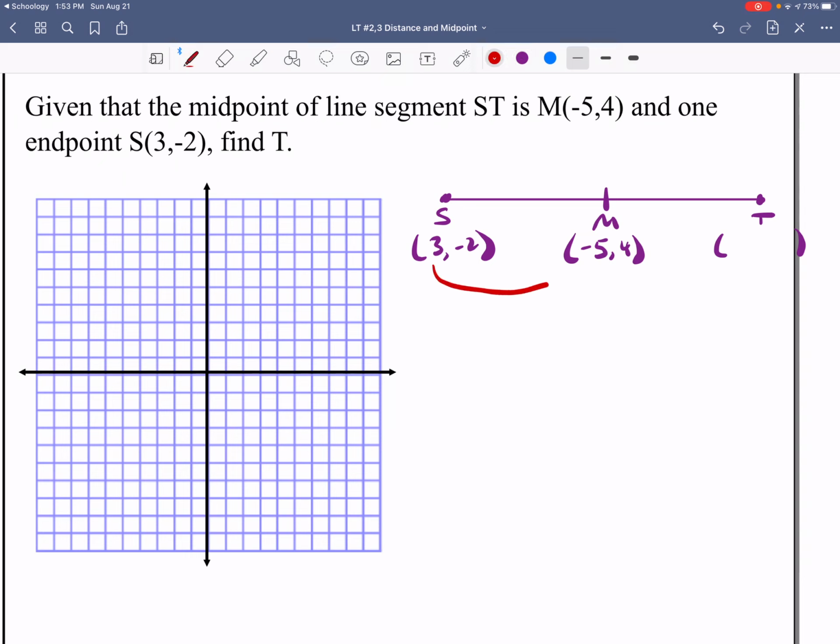So what are we doing to 3 to get to negative 5? Well, I have to subtract 3 and then subtract 5 to get all the way to negative 5. So that's subtracting 8. So I'm going to subtract 8 again from negative 5, and that's going to give me negative 13. Then what do I do to negative 2 to get to 4? I have to add 6. So I'm going to add 6 here from 4 to get to this endpoint, which is going to give me 10. So my answer is negative 13, 10.